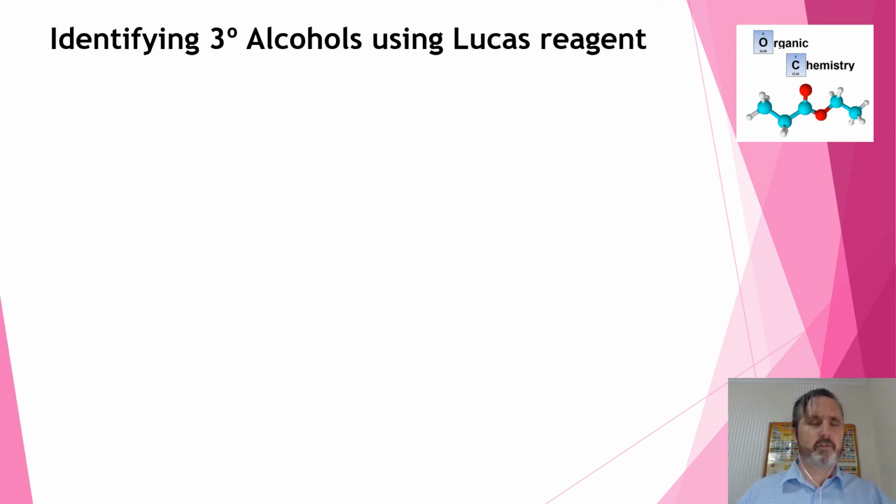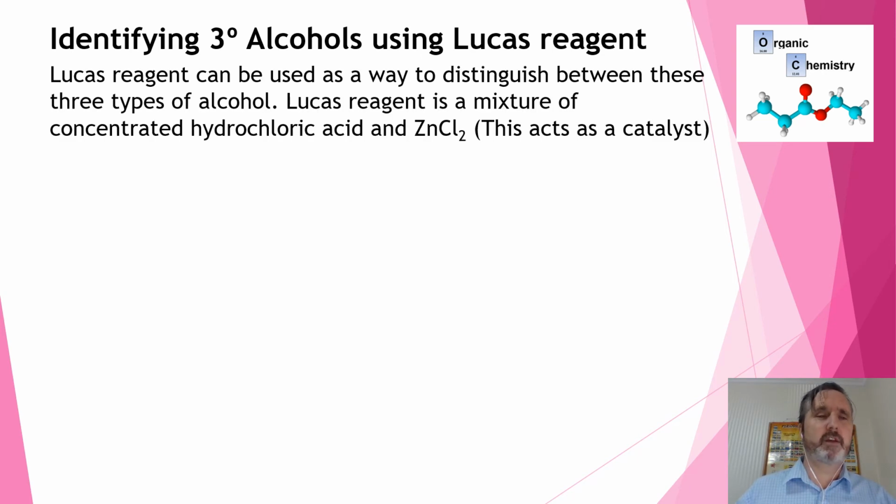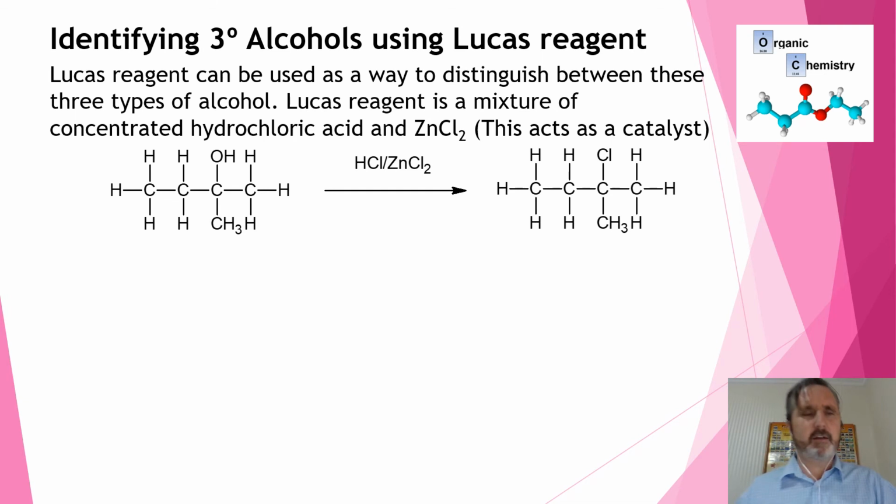Tertiary alcohols. If we want to identify tertiary alcohols, what we can do is something called the Lucas reagent or the Lucas test. So Lucas reagent is basically a mixture of concentrated hydrochloric acid and zinc chloride. The zinc chloride acts as a catalyst. If we add this solution to a tertiary alcohol, it will go cloudy quickly.